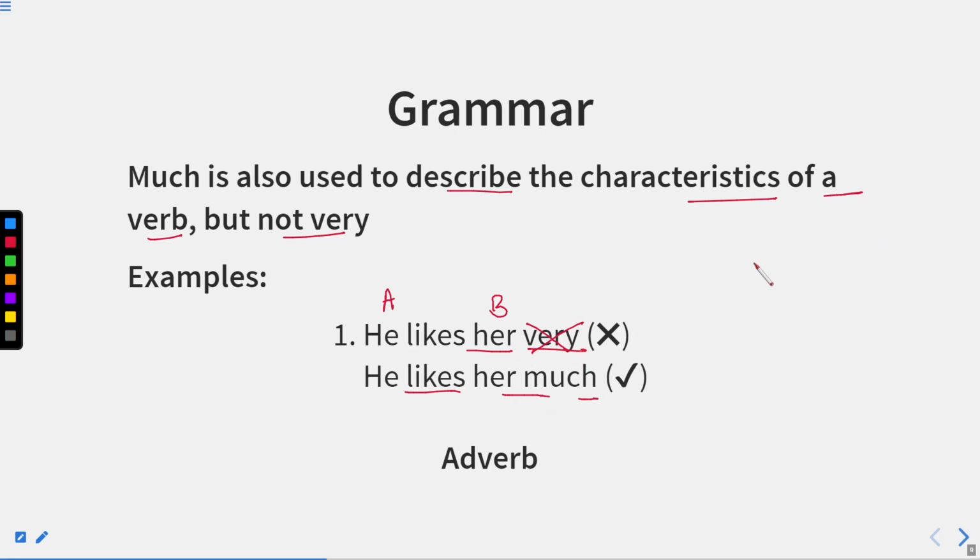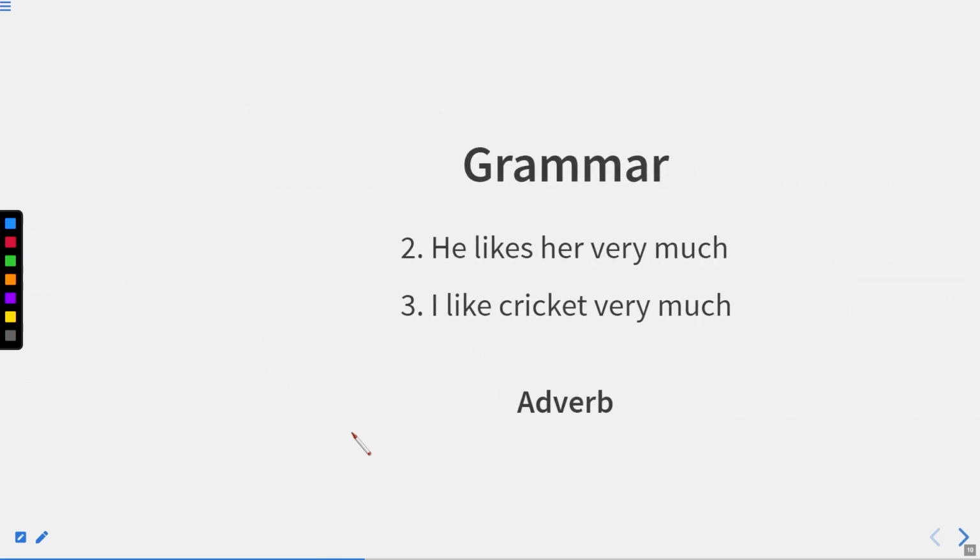Of course, we can say that he is very intelligent. But if I over here write he likes her very, this is incorrect. It should be replaced with he likes her much. So this will be the correct part. Now let us move to the next one.